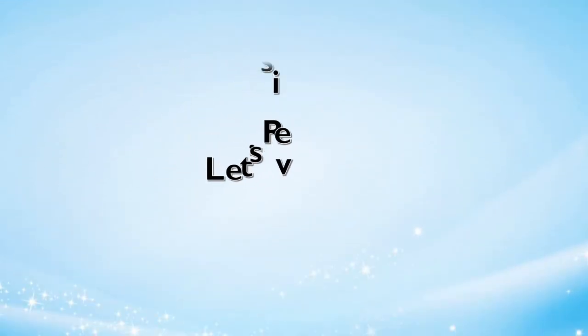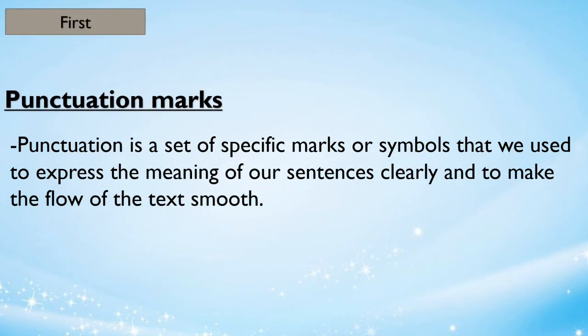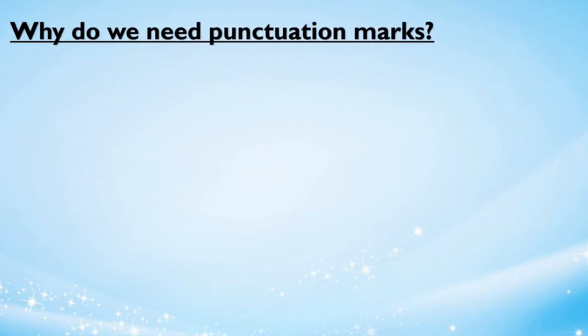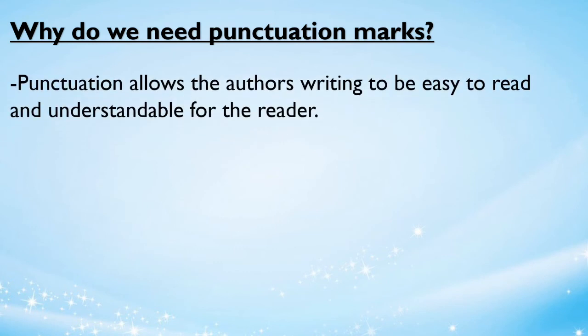Students, let's recall what we learned in today's lesson. At first, I explained what a punctuation mark is. Punctuation is a set of specific marks or symbols that we use to express the meaning of our sentences clearly and to make the flow of text smooth. After that, I explained why we need punctuation marks, because they allow the author's writing to be easy to read and understandable for the reader.